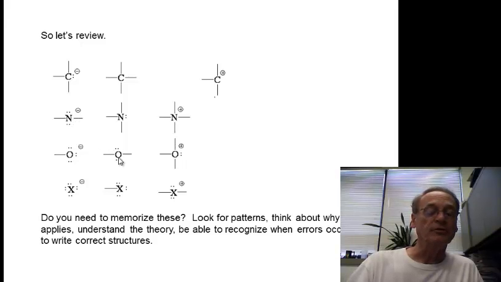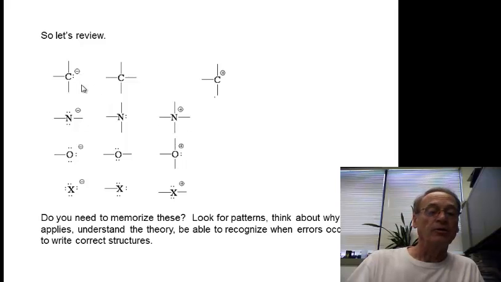Oxygen with 2 bonds and 2 lone pairs is neutral. Halogen with 2 bonds and 2 lone pairs is positive. Oxygen with 3 lone pairs and a single bond is negative. Halogen with 3 lone pairs and a single bond is neutral. And halogens with 4 lone pairs are negative.